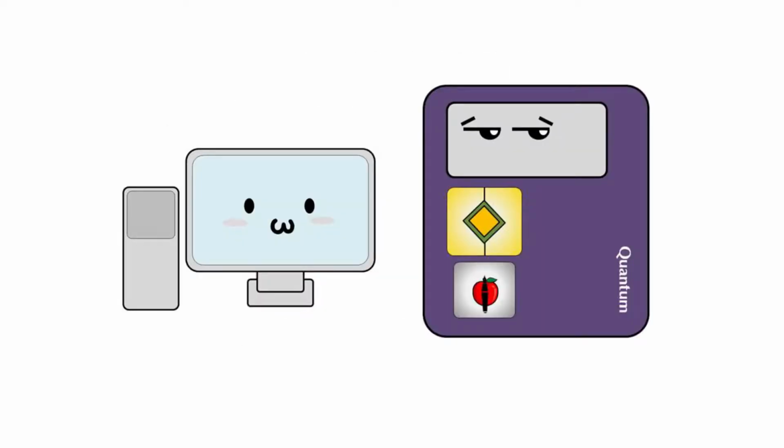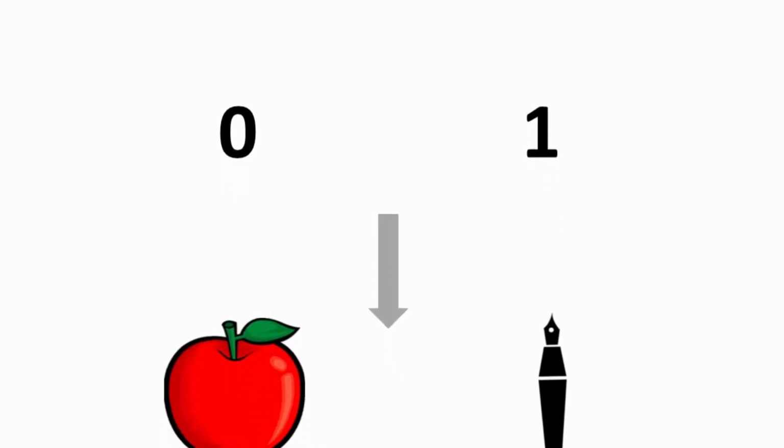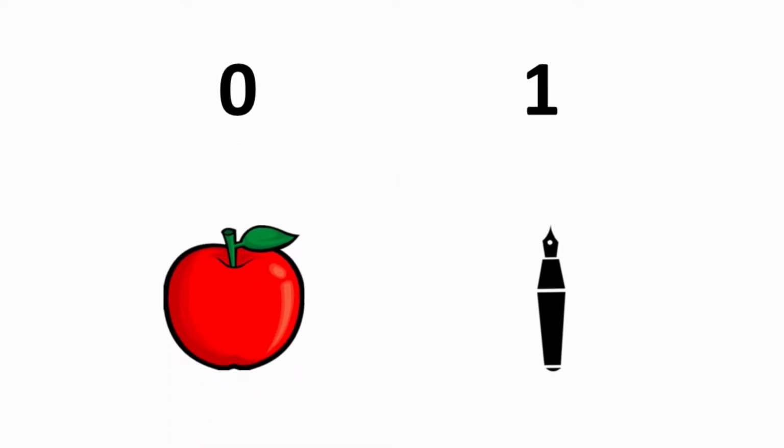Before we find out how a quantum computer works, let's take a look at our classical computers. The most basic unit of information in a classical computer is a bit. It can exist in two different states, either 1 or 0, or pen or an apple.